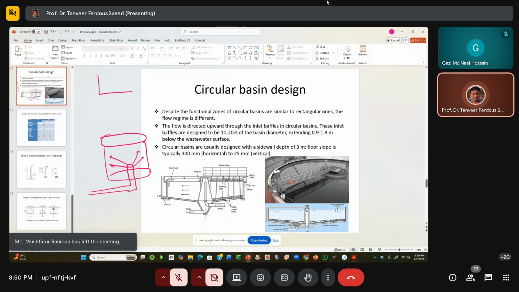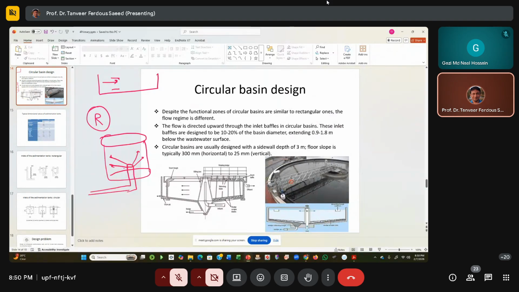Whereas in a rectangular sedimentation tank, flow was distributed horizontally in the settling zone, here flow will be distributed in the direction of the radius or diameter of the tank. For example, this is the inlet zone, and we will see later the settling zone and outlet zone.